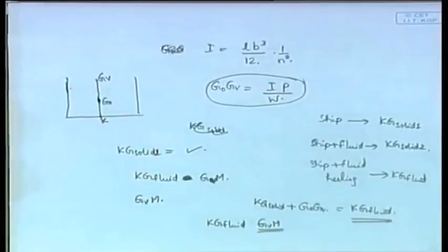The only thing you have to know is that this is the final position of your center of gravity because of the heeling of the fluid. Once you know that, you just think: what is your new GM, what is your new KG? Your new KG is KGV, and your new GM is GVM. Once you know that, you can do this.